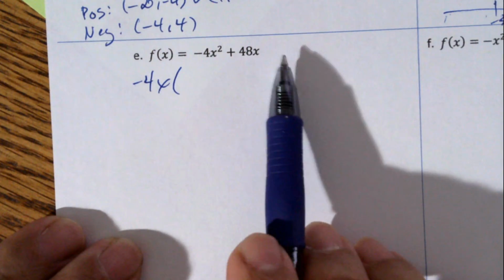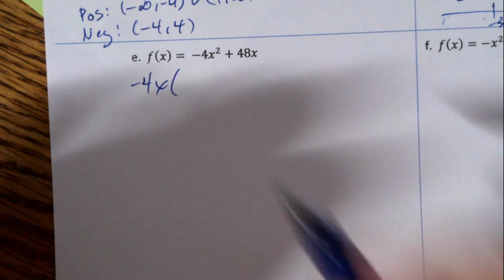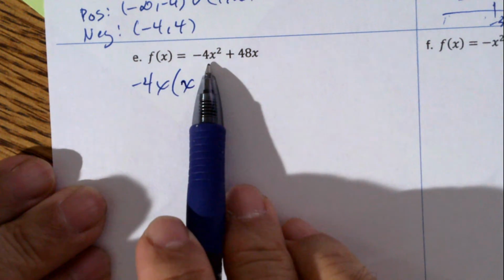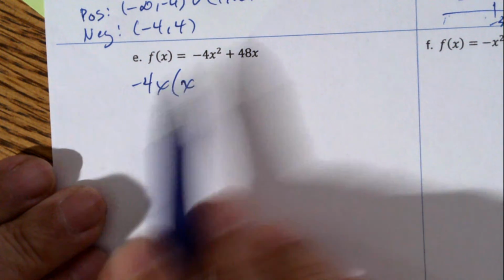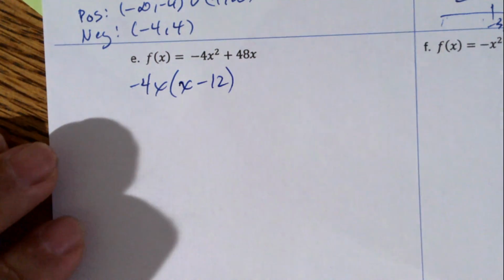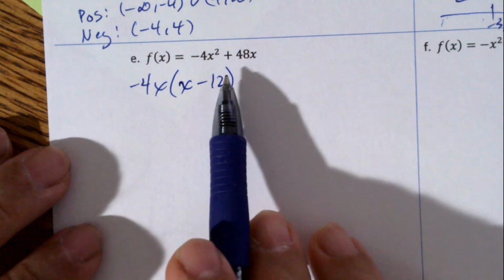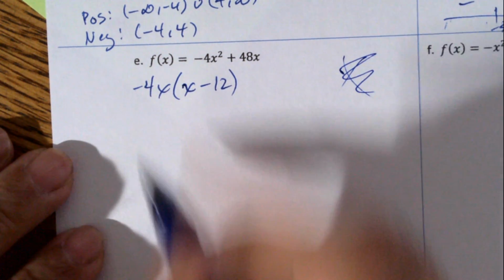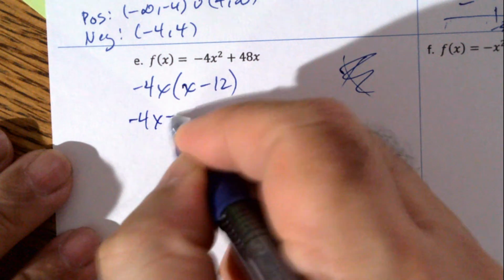And there's obviously an x in common. All right, take it out. So when you take a negative 4x out of negative 4x squared, it leaves an x. Positive 48 divided by negative 4 is negative 12. And the x is gone. All right, this is not a trinomial, so it's not that x thing, right? It's not this thing. All right, and you set each factor equal to 0.